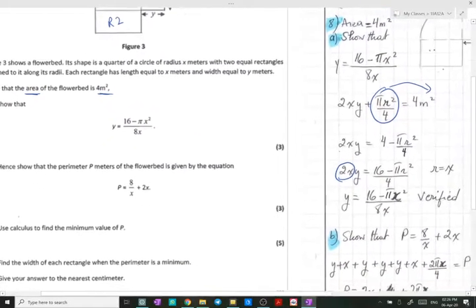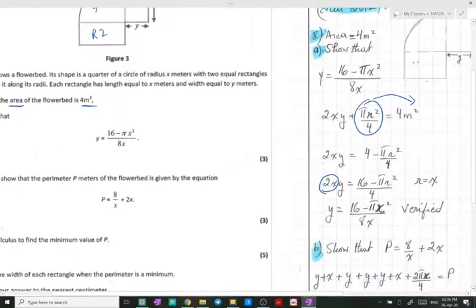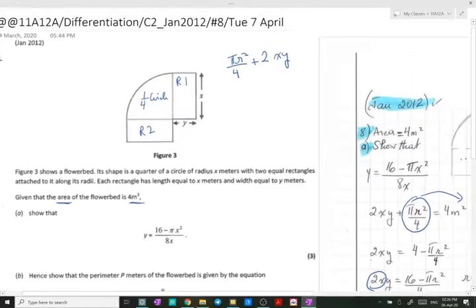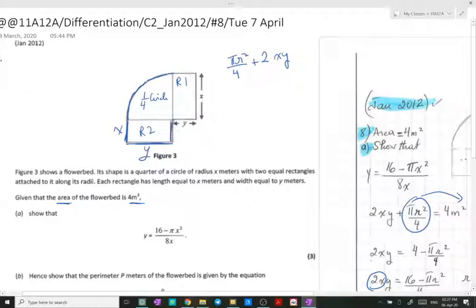show that the perimeter P meters of the flower bed is given in this equation. So let's go back to the figure. In order for us to find the perimeter, we have to find first the length of the arc of the quarter of the circle, and then add to it this side x, and then add the y, which is the length of the rectangle, then add another x, then add this y, and then, I got mixed up with these x lengths.